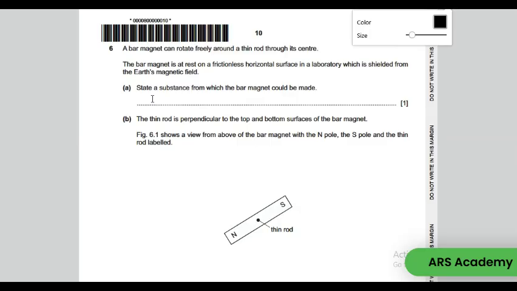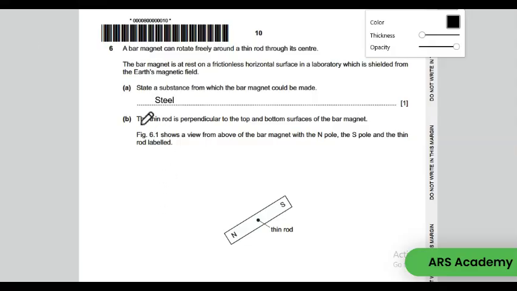Okay, question 6. A bar magnet can rotate freely around a thin rod through its center. The bar magnet is at rest on a frictionless horizontal surface in a laboratory which is shielded from the Earth's magnetic field. Question A. State a substance from which the bar magnet could be made. So the answer is steel, because most magnets are made out of steel, as steel retains its magnetism for a long period of time.